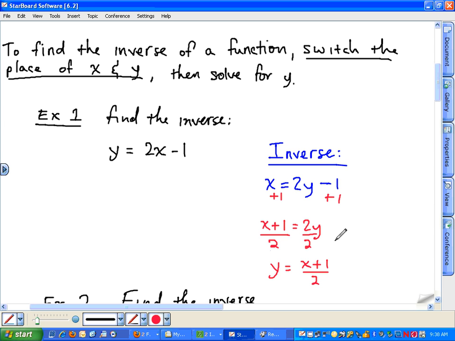Now I want you to go back up to this middle step here, and put something in parentheses. Yeah, this is the answer. We're done with this. This is it.